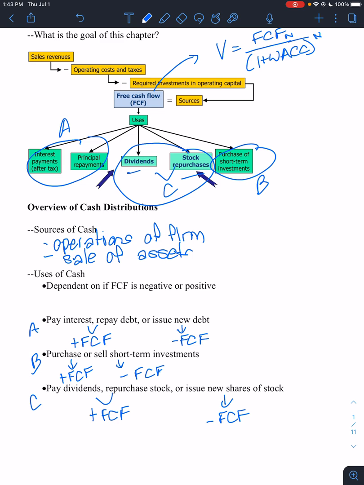Now, here's the thing. This first group up here, that's determined by a firm's capital structure policy, right? Which is what we talked about in chapter 16. How much debt we choose to use, when we choose to pay it off, when we choose to issue it, all of that is determined by capital structure. The second one here is going to be determined by a firm's working capital policy.